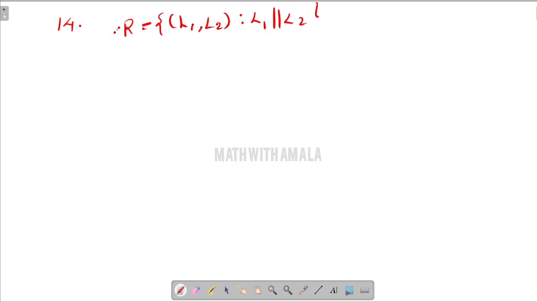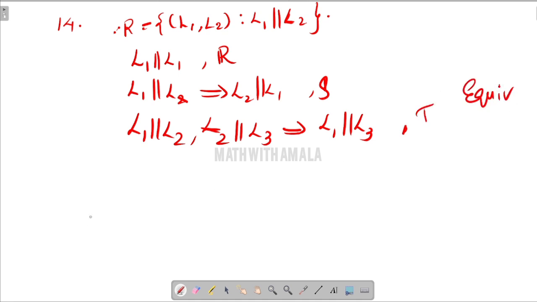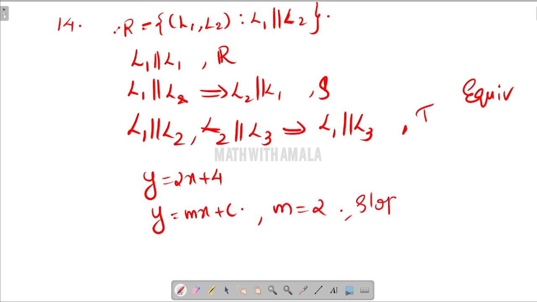14th question: we have lines Li, such that R is equal to the set of all (L1, L2) such that L1 is parallel to L2. So L1 is parallel to L1. A single line is parallel to itself, hence it is reflexive. L1 parallel to L2 means L2 is parallel to L1 as well, in the reverse case, so it is symmetric. Likewise, L1 parallel to L2 and L2 parallel to L3 means the first and the last are parallel, so it is transitive. Hence it is an equivalence relation.